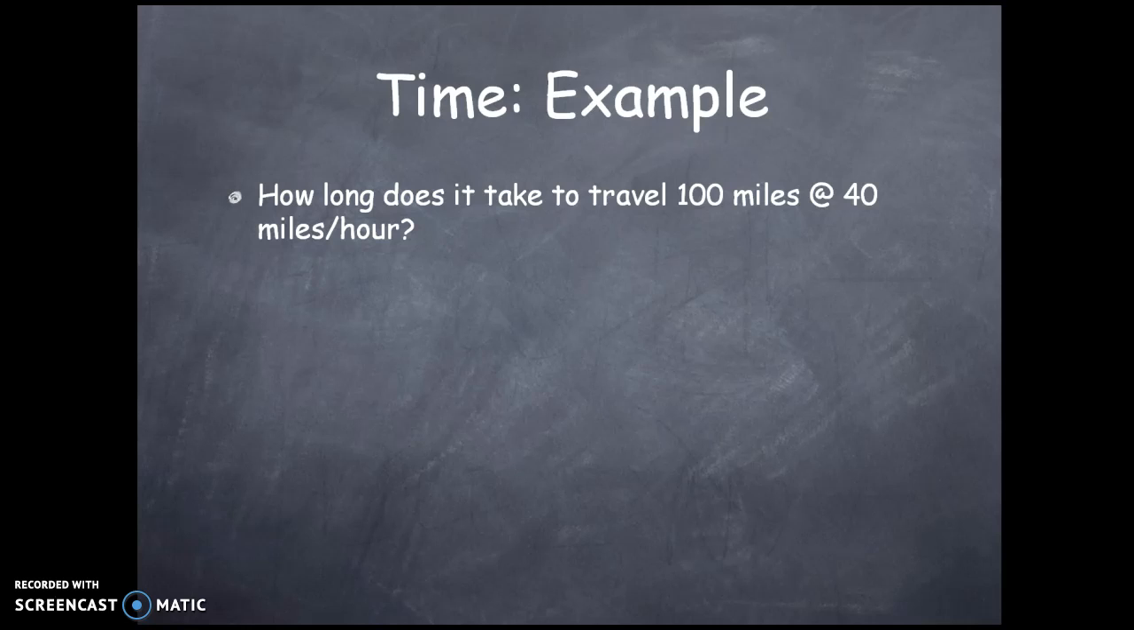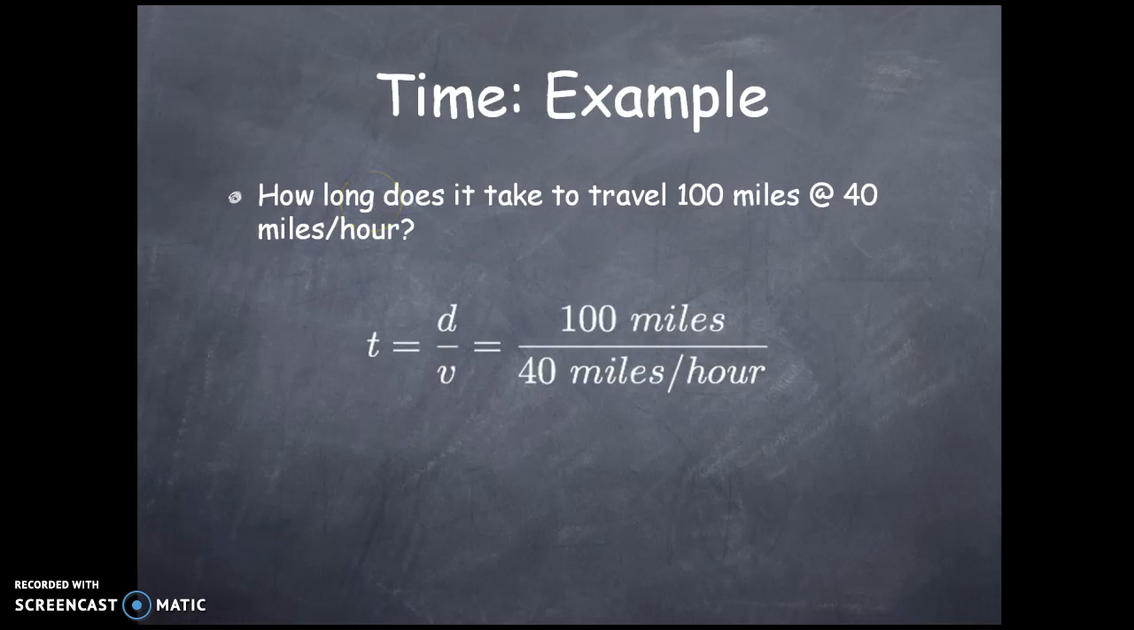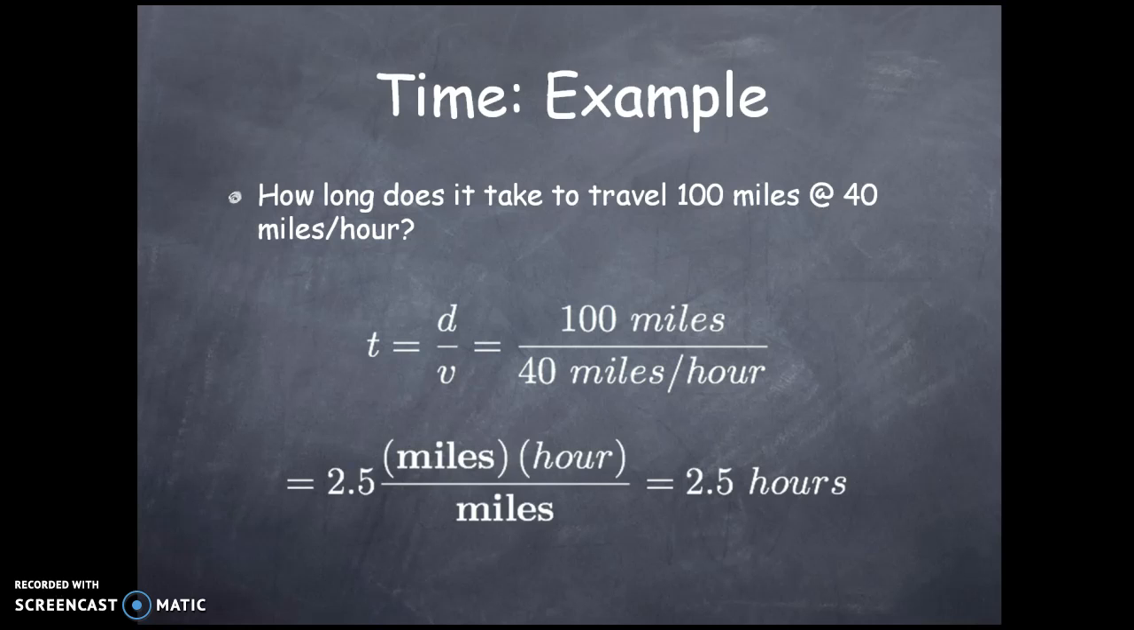How long does it take to travel 100 miles at 40 miles an hour speed? So in this case, we have the distance given and we have the velocity, the speed, given. So we need to find out how long, which is time. So we already know the time is nothing but d over v. So distance is 100 miles. The speed is 40 miles an hour. So if you do the math, then you get 2.5 hours as your time.